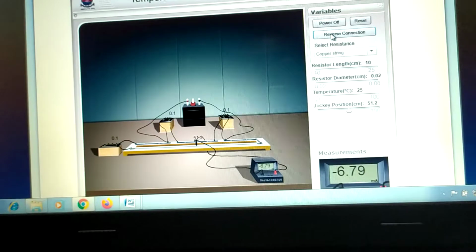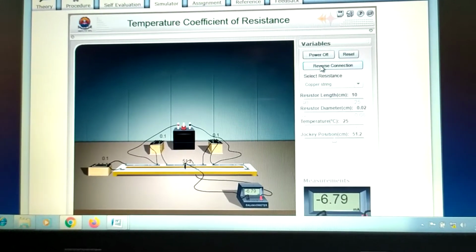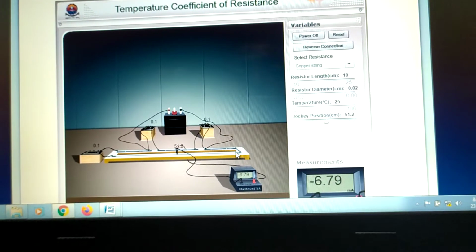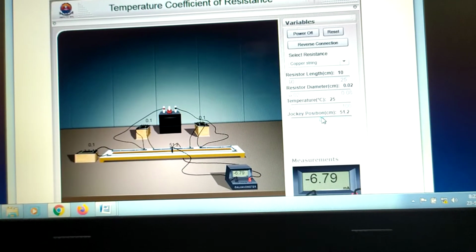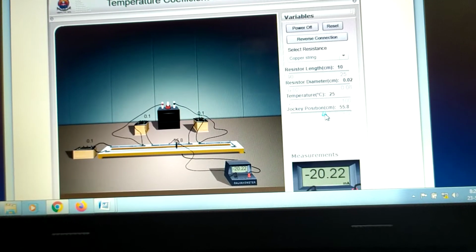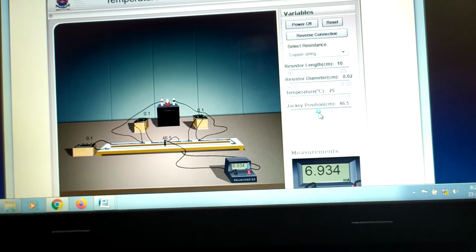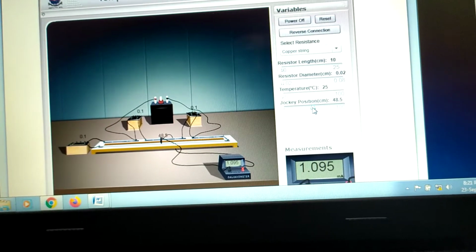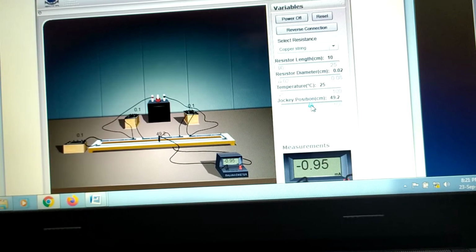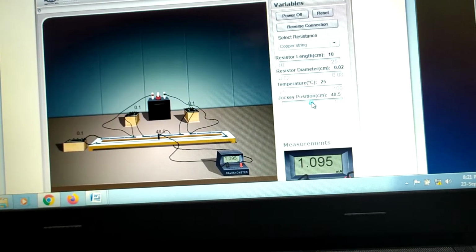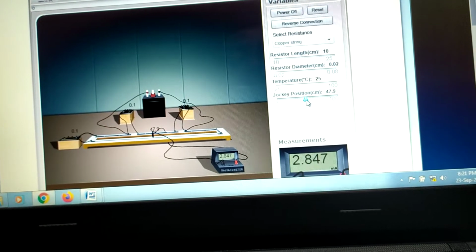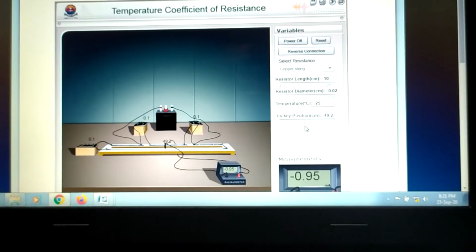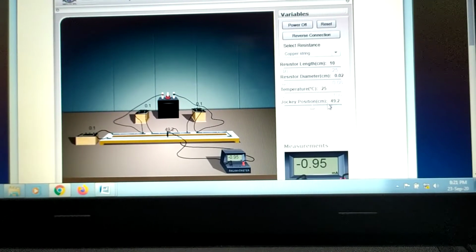When you click on the reverse connection button, it will be opposite, that is, the unknown fractional resistance and the capacitors are interchanged. Again you need to calculate the null point, that is the zero deflection. You try to make it 0. Okay, I am trying. It's very close to 0, or it's exactly 0, say 0.95, whatever, or you make it 0. Then the value is 49.2.